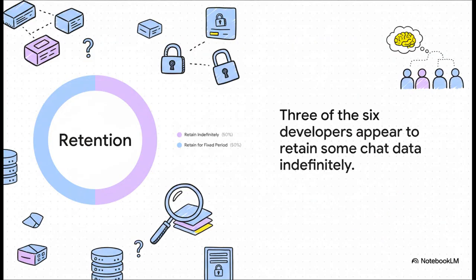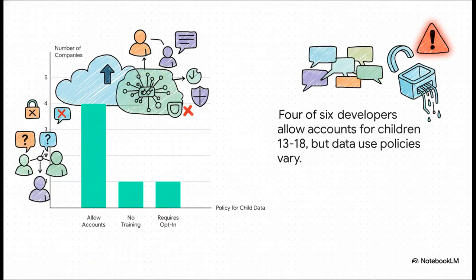Now, what about data retention? How long do they keep our chats? The policies are split right down the middle. 3 of the 6, that's Amazon, Meta, and OpenAI, appear to hold on to some of that chat data indefinitely. They might say it's for trust and safety, but the bottom line is it creates a permanent record of what you've said.